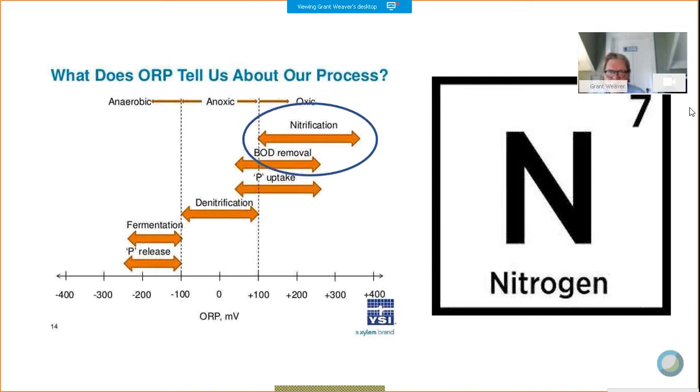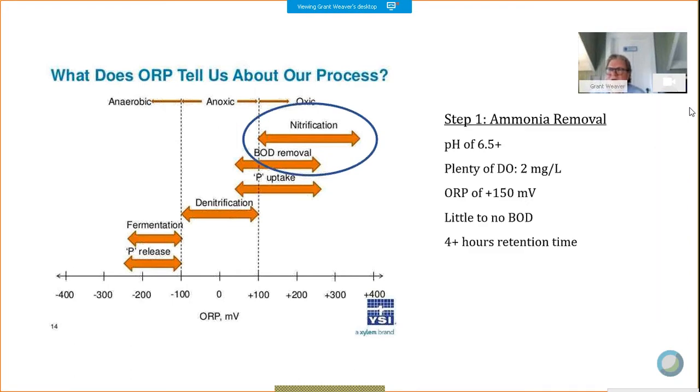The science of this is a highly aerobic environment. I like to use this ORP tool. I talk about it. But you can see, to get ammonia removal of these categories on this YSI table that I stole, ammonia removal is the process that needs the most oxygen, the strongest uptake of oxygen. For ammonia removal to occur, here are some parameters.